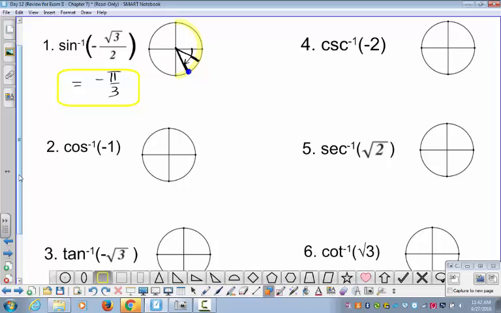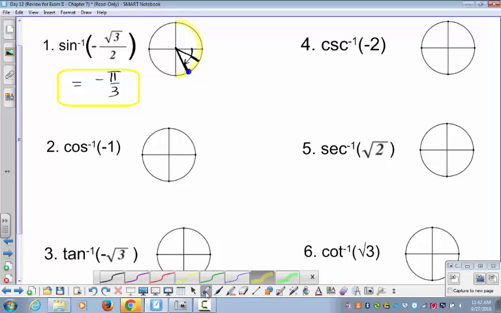All right, second one. Inverse cosine of negative 1, top or right? Top. Inverse cosine's on top. We want the cosine value on top of negative 1. Where's that? Right there? And that angle is pi.